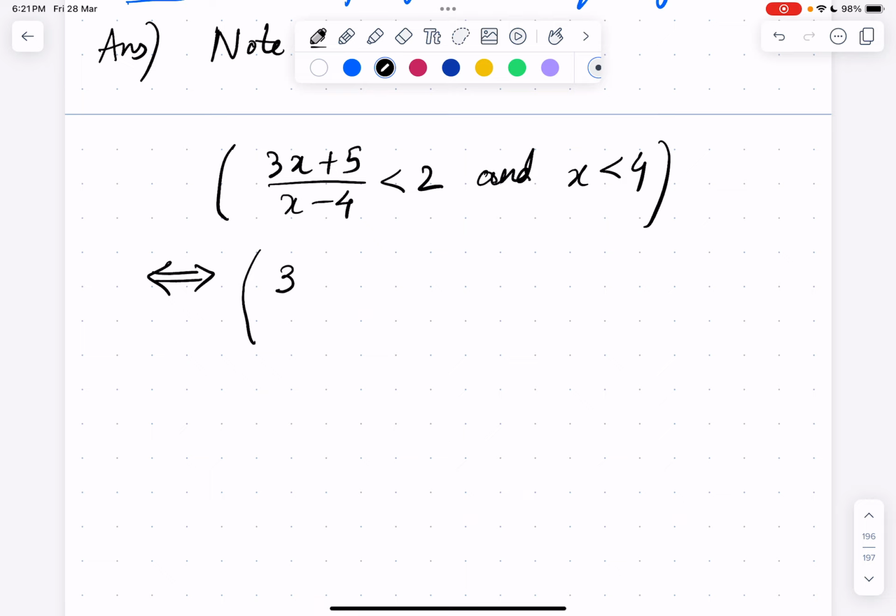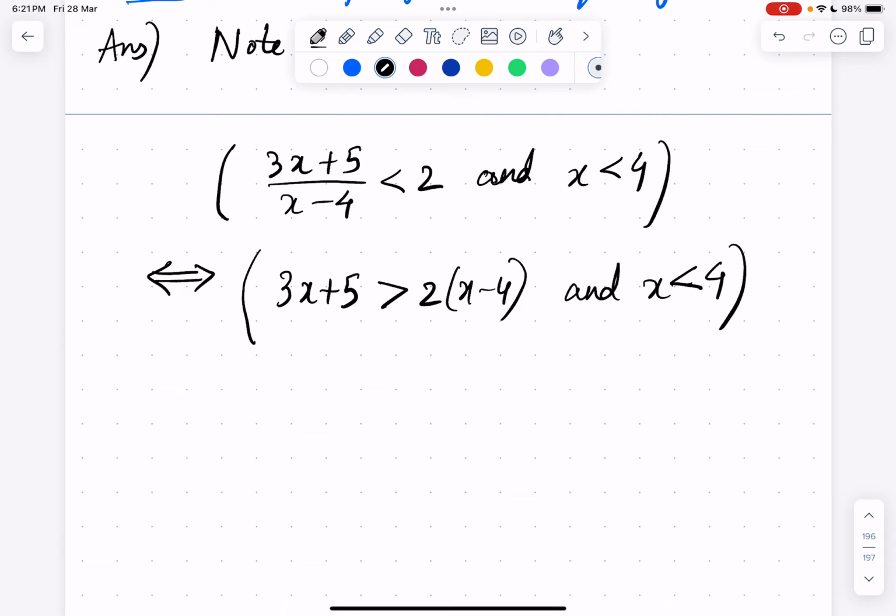then x minus 4 will be negative, so 3x plus 5 will be greater than 2 times (x minus 4) and x is less than 4, right?